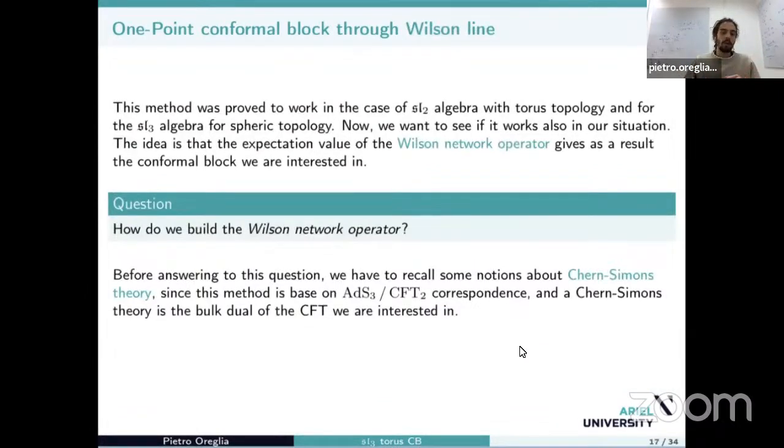The next step consists in using another kind of method, which is based on the AdS3/CFT2 correspondence, essentially. This method was also proved to work in the case of the SL2 algebra for the torus topology, and also for the SL3 algebra for the spherical topology. Our idea is to try to use it for the SL3 algebra in the torus topology. It is mainly based on the construction of the so-called Wilson network operator, which is an operator that we claim allows us to compute the block.